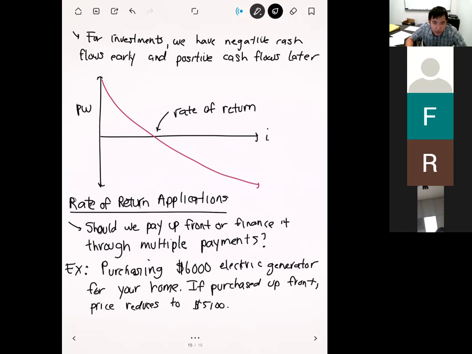If you don't purchase it up front, they say that you can pay this over the course of a year in uniform monthly payments that are interest free.